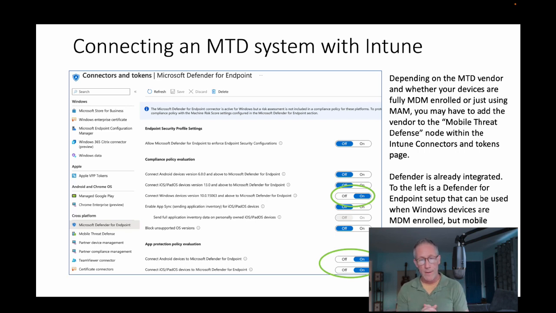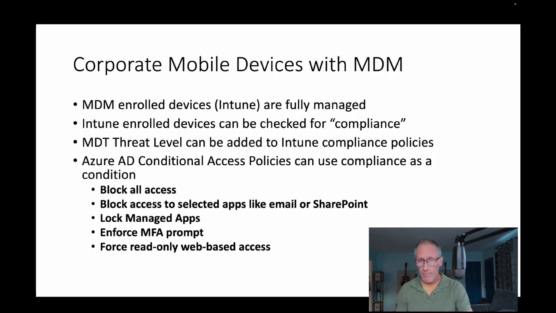But if you look down at the bottom, under App Protection Policy Evaluation, I have turned them on. So I'm using Defender for Endpoint on Windows, Macintosh, and my mobile devices. And on Windows and Macintosh, I'm using a full MDM version of it. But for Android and iOS, I'm only using the MAM version of it. All right, so let's move on.